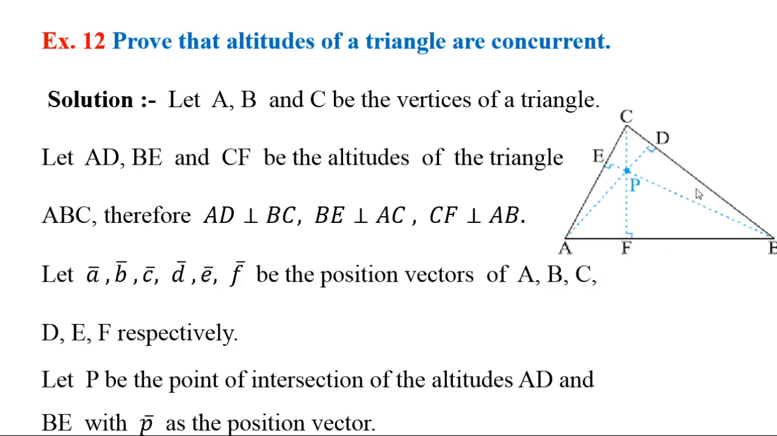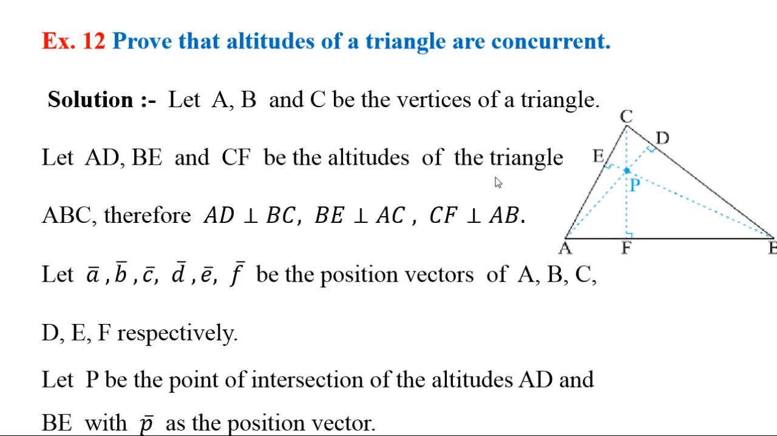In diagram, ABC is a triangle. Two altitudes are drawn. First altitude is drawn from A to side BC and its name is AD. Second altitude drawn from C, its name is CF. And here though you can see the third altitude which is drawn from B. I will not draw that altitude, but instead of that I will join B with P and produce it and show that it is altitude.